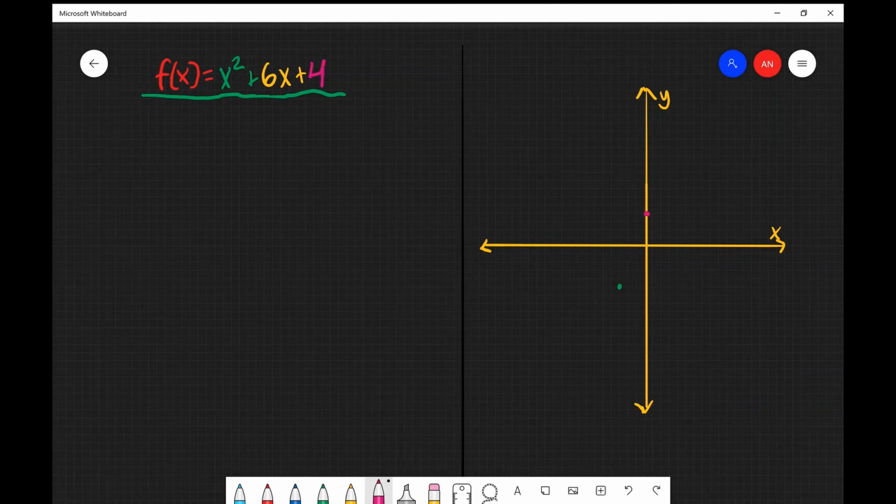Okay. So when we have a vertex, it also creates a line of symmetry. This line of symmetry is the vertical line that's parallel with the y-axis that is formed when we graph the vertex, because parabolas are completely symmetrical.